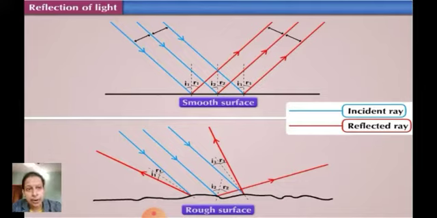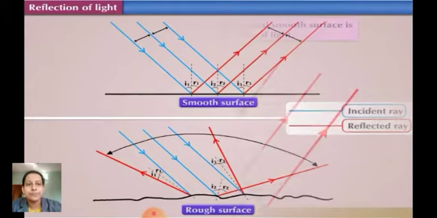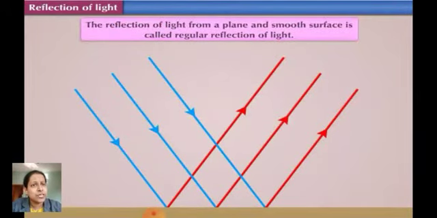Let us learn now. In this case, the reflected rays are scattered everywhere and they spread along a wide area in the case of a rough surface, whereas in the case of a smooth surface, the reflected rays are parallel like the incident rays. Therefore, the reflection of light from a plane as well as smooth surface is called regular reflection. Why is it called regular reflection?